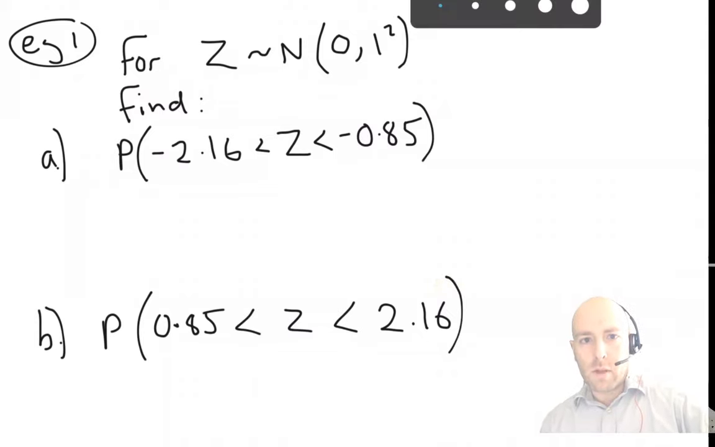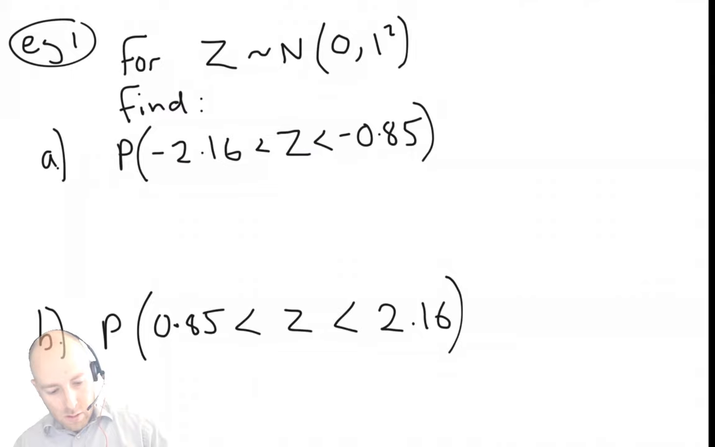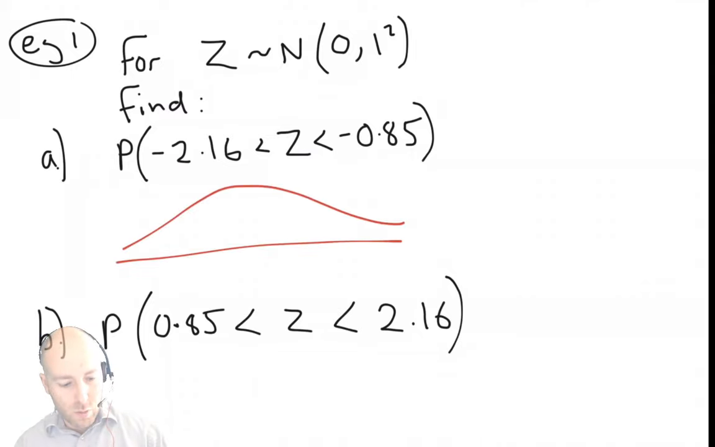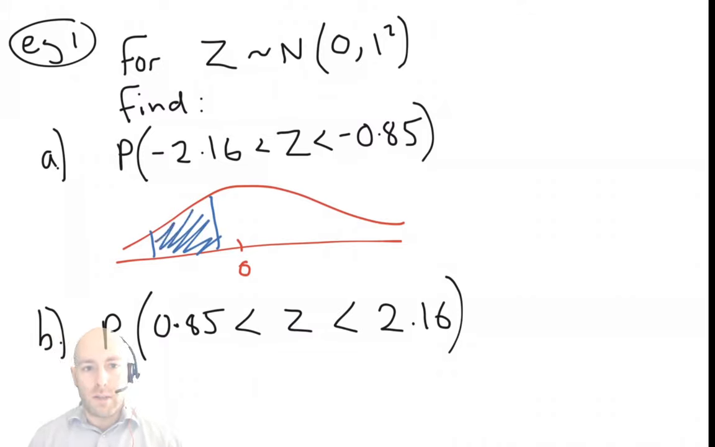All right. So we can sketch these, I suppose. A nice quick sketch for each of these ones. Remember, it goes from 4 to -4. We've got 0 in the middle, so we're going from minus 0.85, so about here, to minus 2.16, about here. So that's the area we're looking for, should be less than 2.5.